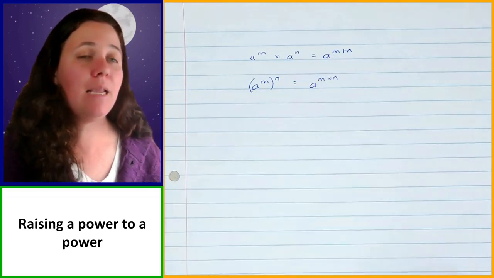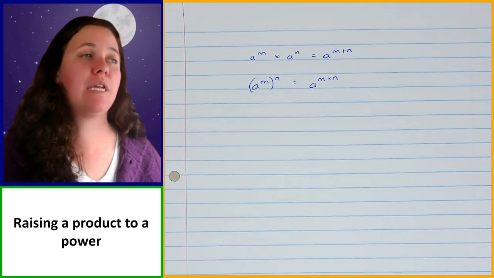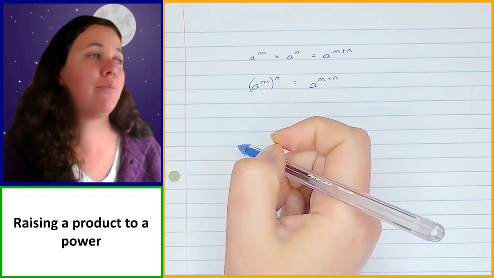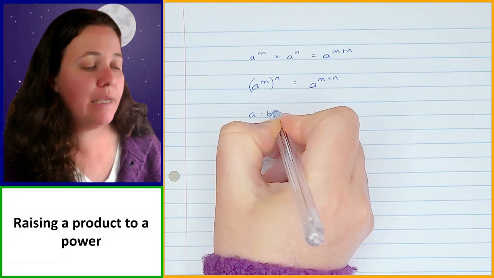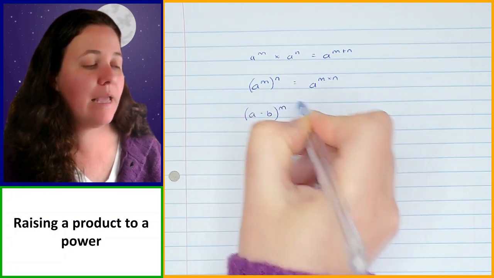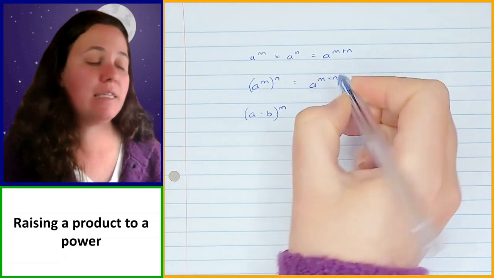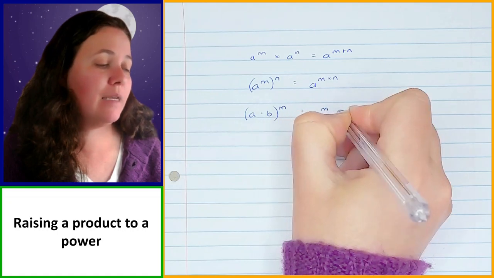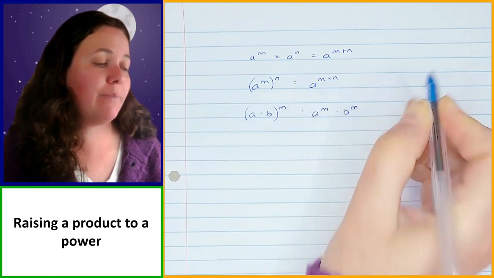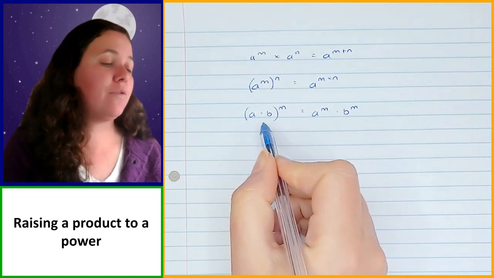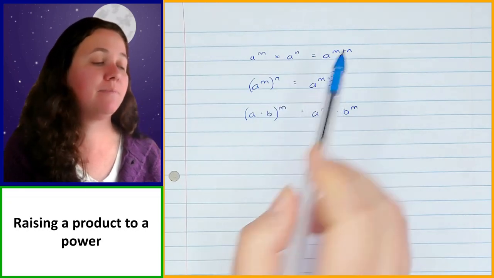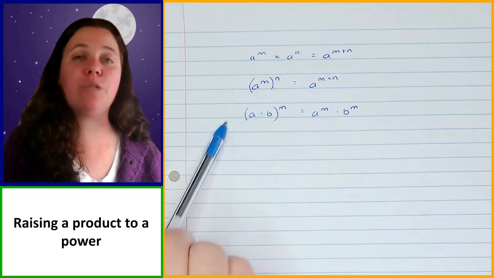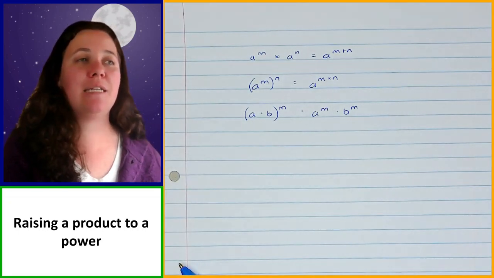Okay? And then the last one that we're going to be working with in this lesson is raising a product to a power. So that looks like this, a times b in brackets to the power of m. When you simplify that, you get a to the power of m times b to the power of m. So you simplify each of the things inside the brackets by raising it to the power outside. Okay, so these are the laws that we're going to be using while we're working in this lesson today.